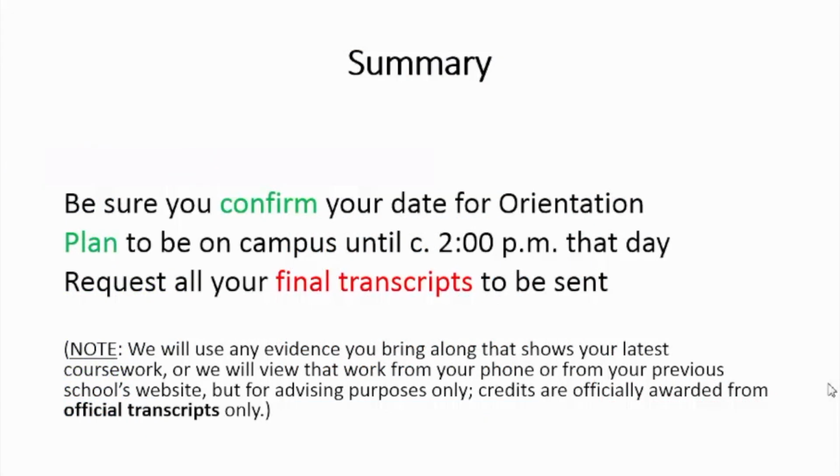As a quick summary, confirm your date for orientation. Make sure you know which date that you have been invited, and if you have an issue with that, you may call the admissions office, and you can change your date, but only to a later one. We don't advise that, but confirm the date that you're coming so we have everything prepared for you. Plan to be here all day.